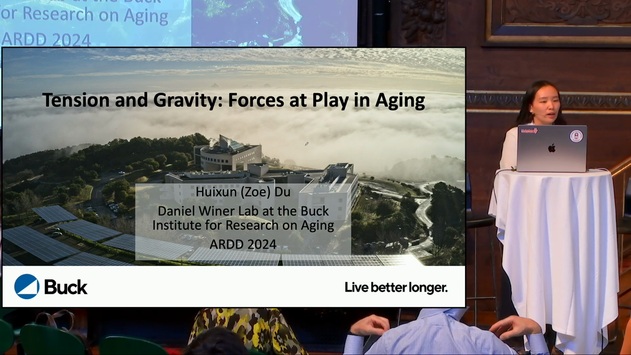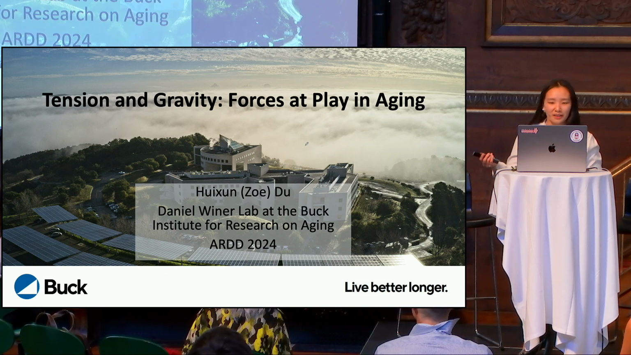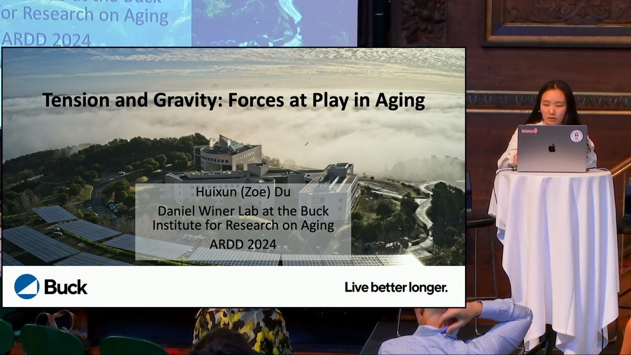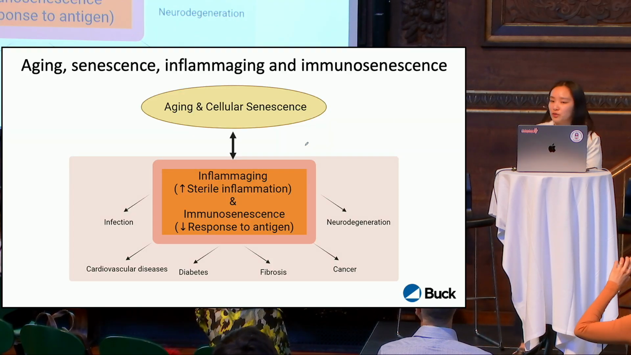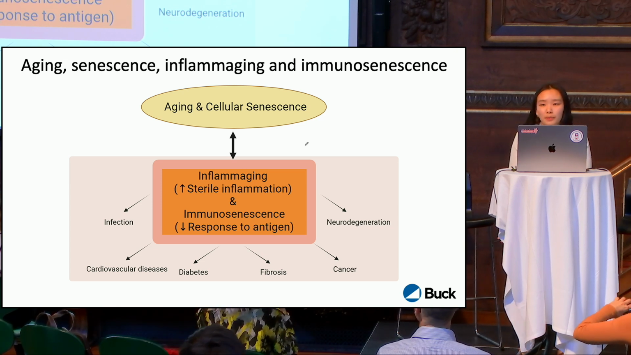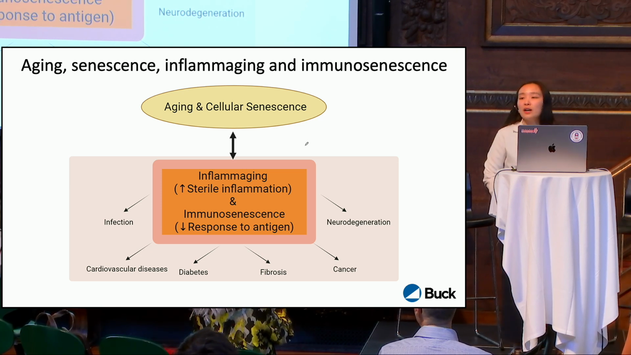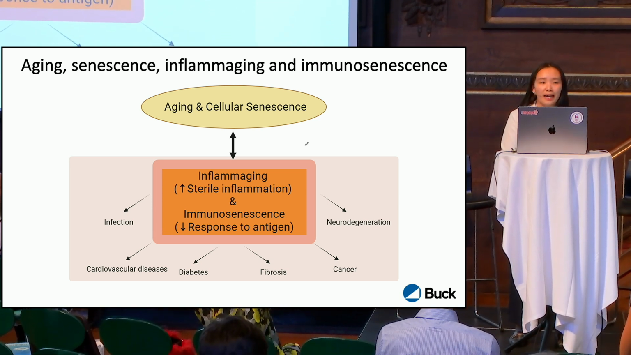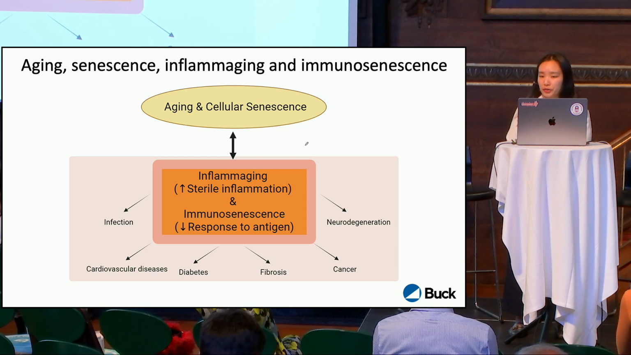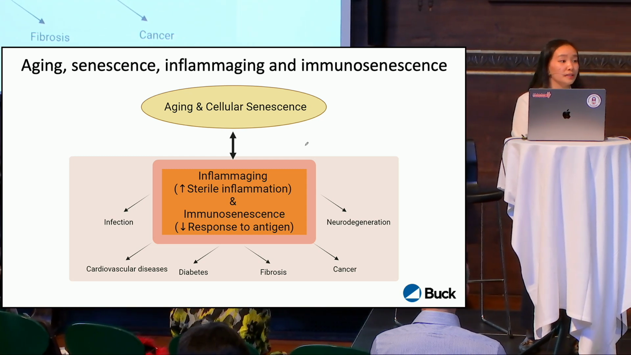Today, I'll be talking about tension and gravity forces at play in aging. I'm sure at this point you have heard a lot about cellular senescence and inflammation and immunosenescence. Basically, during the process of aging, senescent cells accumulate and immune dysfunctions occur. And during this process, many age-related diseases show up.